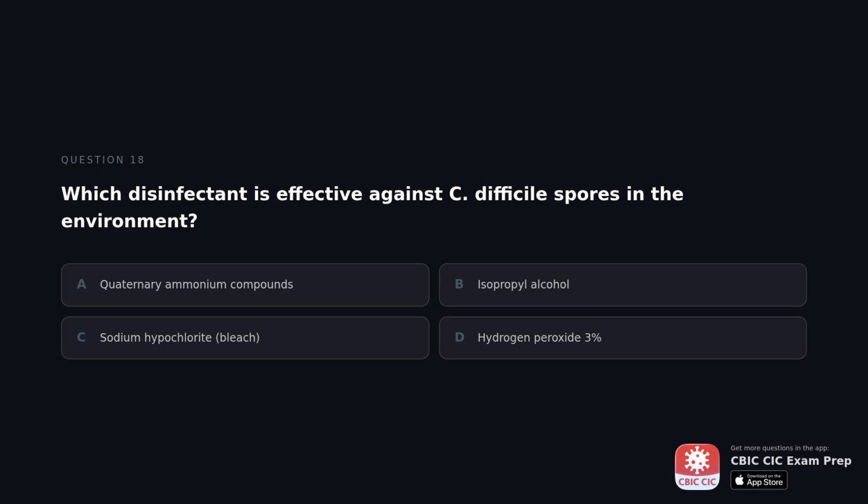Which disinfectant is effective against C. difficile spores in the environment? A. Quaternary ammonium compounds. B. Isopropyl alcohol. C. Sodium hypochlorite bleach. D. Hydrogen peroxide 3%.